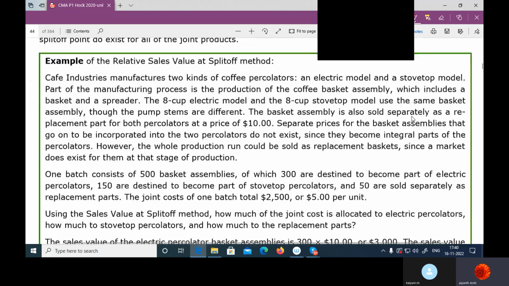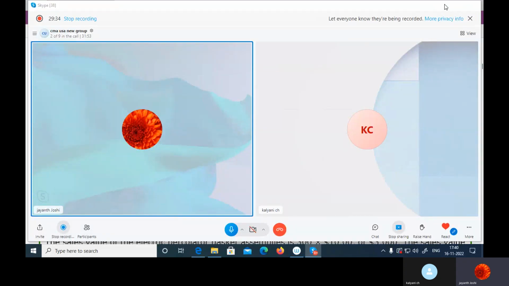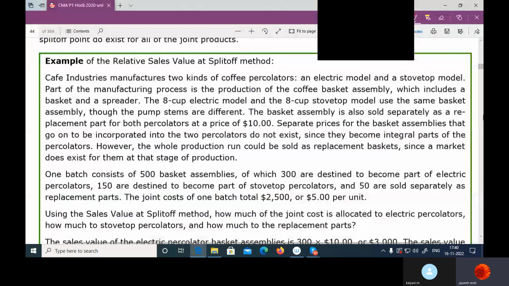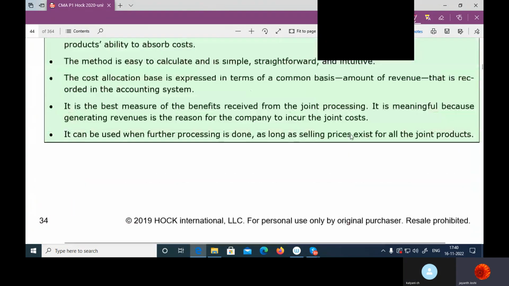Fine. Okay. So now, let's see what's the time, because for me also next class I have to start. Just a second. Just a second, Kalyani. I'll explain one question to you right now. Okay. 2 minutes.